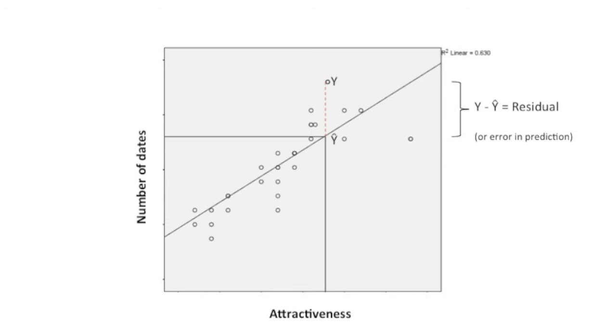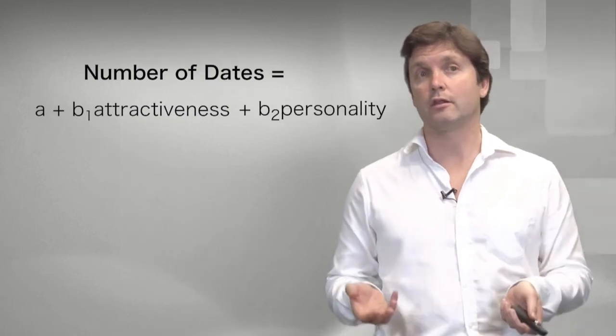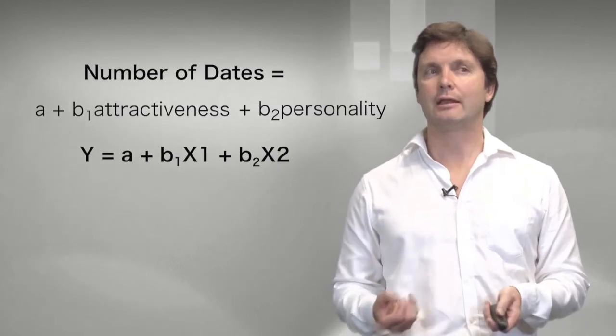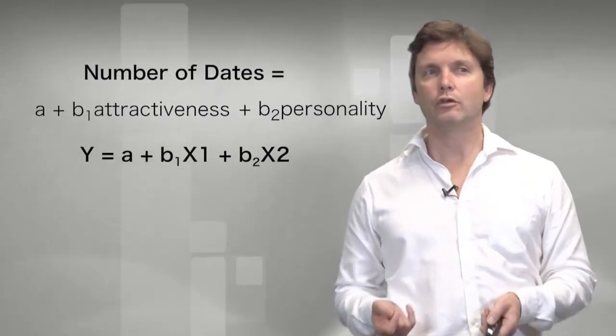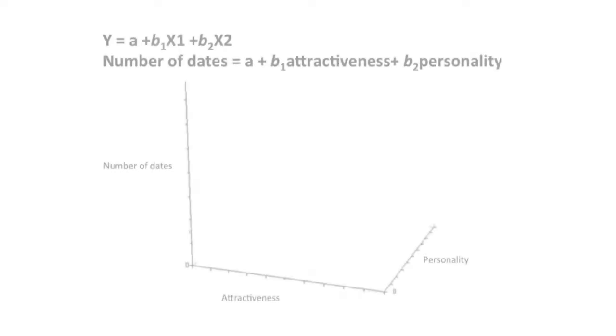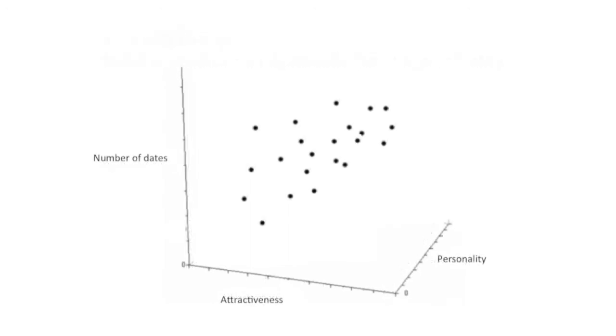Now, when there are two predictors, such as in multiple regression, and we see number of dates is equal to A plus B1 attractiveness plus B2 personality, all of a sudden you have three axes that capture the three variables. Your data would fall on a graph that looks like this. Now I've plotted this data on the graph. You can see number of dates is on the y-axis, and the other two axes are attractiveness and personality. So what we're looking at here is a three-dimensional graph.